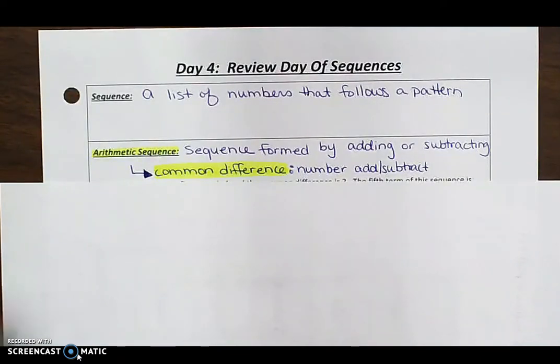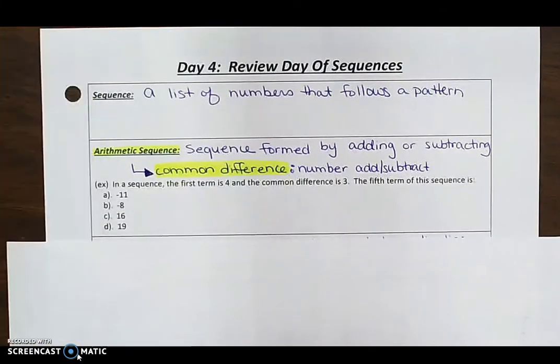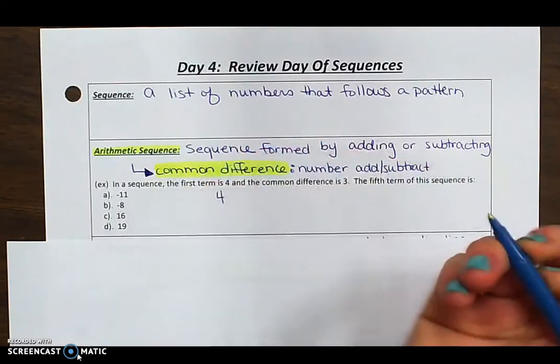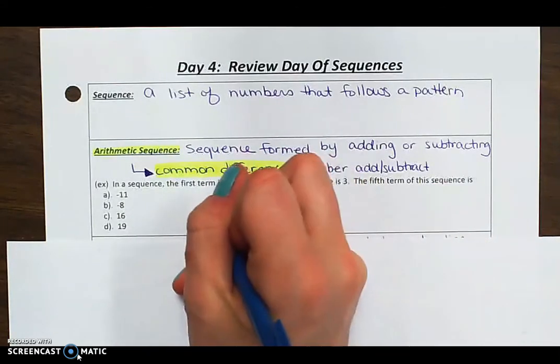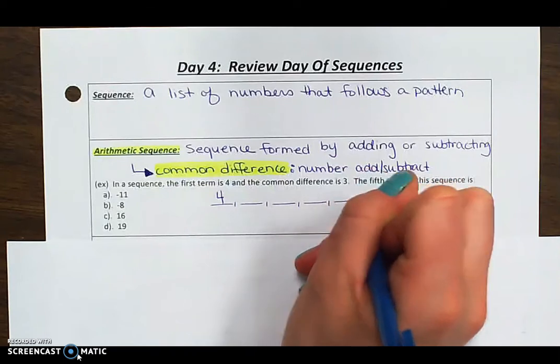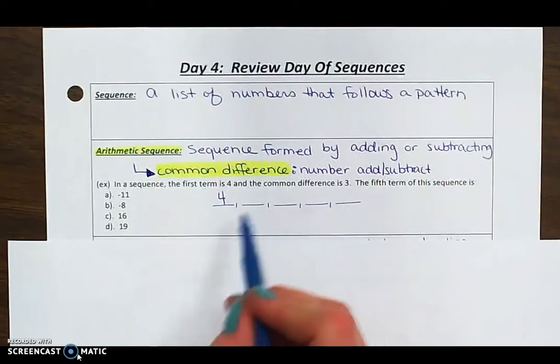All right, so let's go ahead and try an example here. In a sequence, the first term is 4 and the common difference is 3. The fifth term of the sequence is, well, let's take a look. We have 4 as our first term, and we want the fifth term. So here's 1, 2, 3, 4, 5. The common difference is 3.